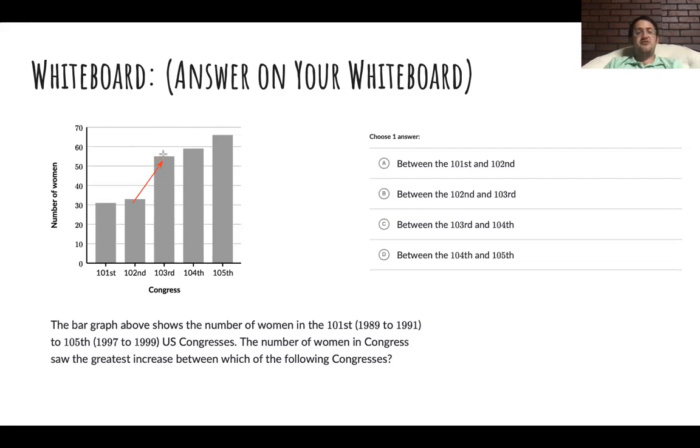We could see a huge skip up between the 102nd and 103rd, making the answer choice B.